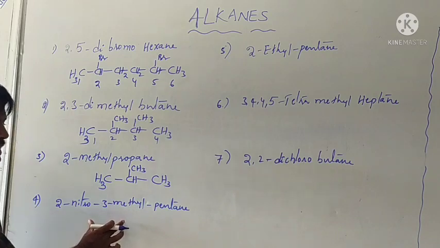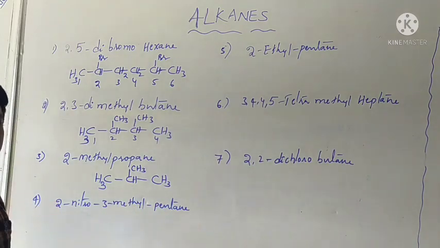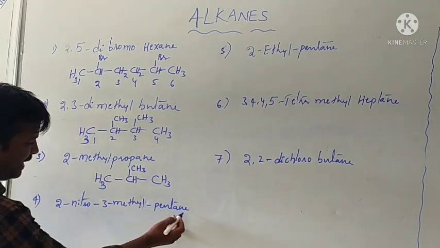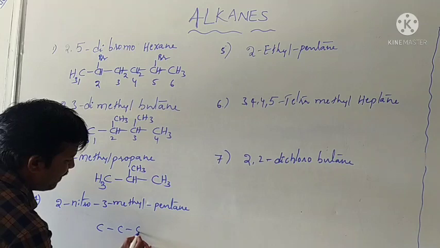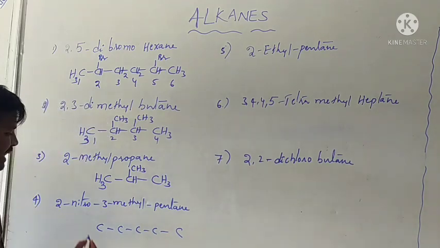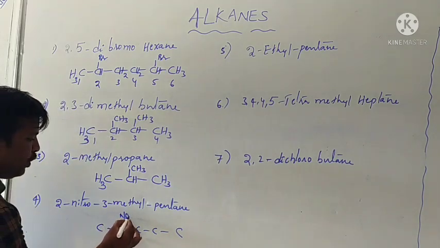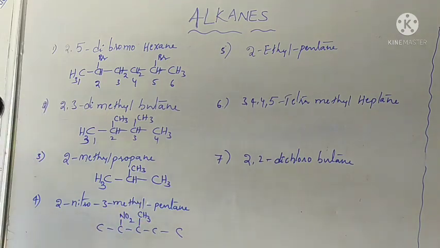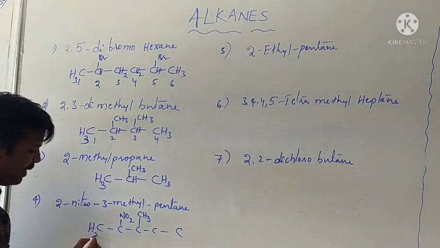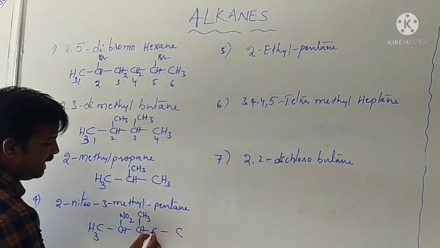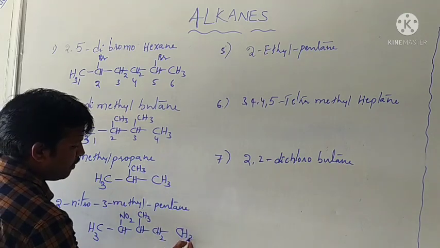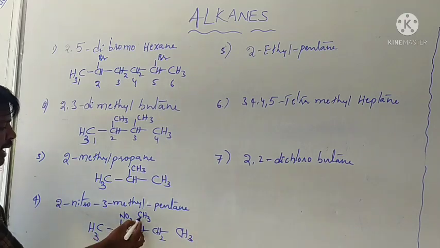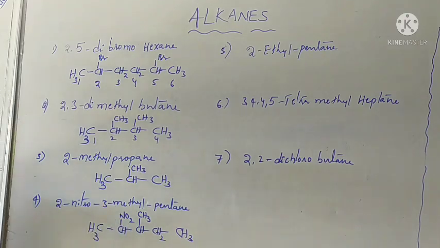Another example, 2-nitro-3-methylpentane. Nitro and methyl are the substituents. Pentane gives the number of carbons in the chain, so a total of 5 carbons are present here. The second carbon has NO2, 2-nitro, and the third carbon is attached to a methyl substituent. The remaining carbon valency is filled with hydrogens, like this. This is 2-nitro-3-methylpentane.